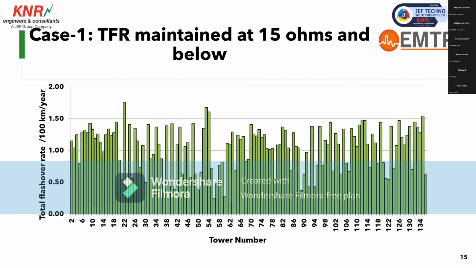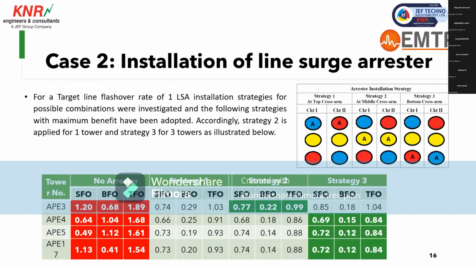So when we improve the tower footing resistance, again we estimate the flashover rate, and it is observed here. And case 2 is again with the improved tower footing resistance. Again we analyze the various strategies. So we have strategy 1, 2, and 3. In strategy 1, we install arresters only on the top cross arms, and we estimate the flashover rate once again. In strategy 2, we install arresters on the middle cross arms, and again we estimate the flashover rates. And in strategy 3, we install arresters on the bottom cross arms.